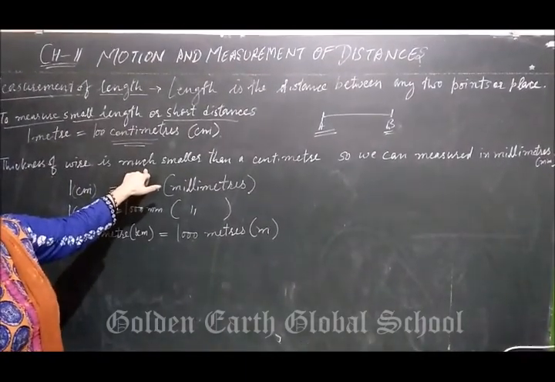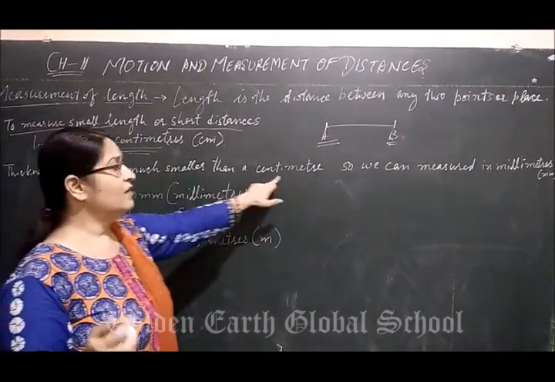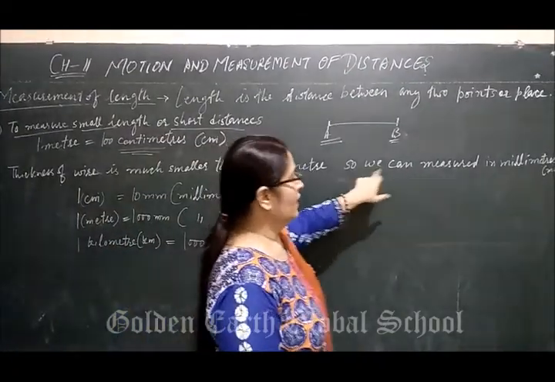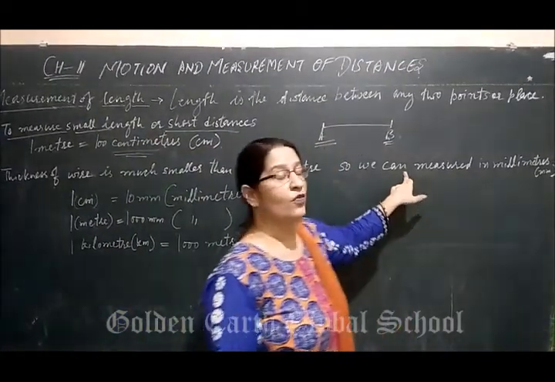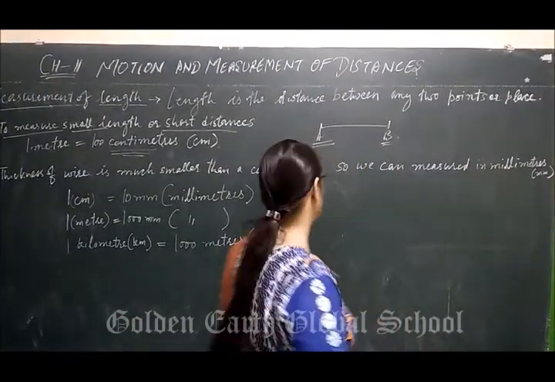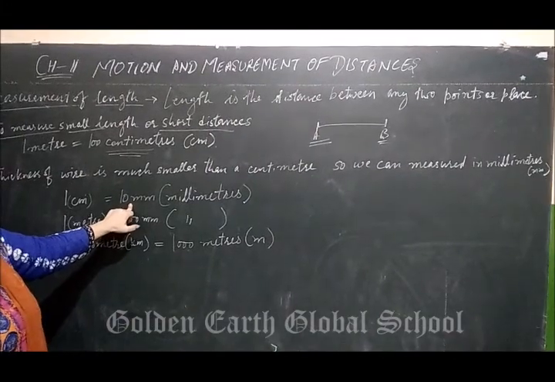The wire thickness is much smaller. That cannot be measured with the centimeter. So then what can we use? We can measure the thickness of wire in millimeter. So 1 centimeter is equal to 10 millimeter.